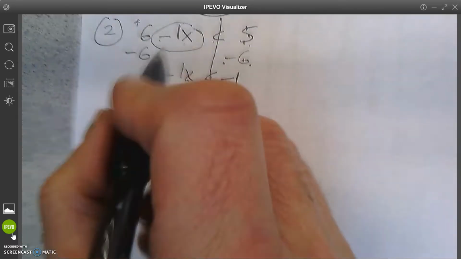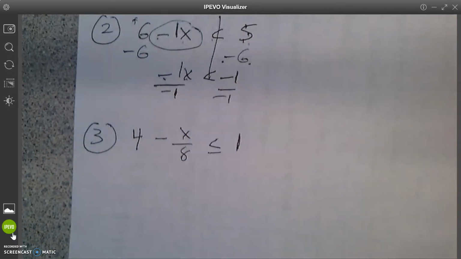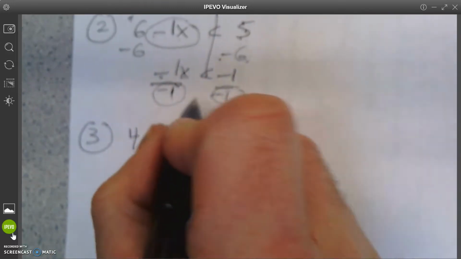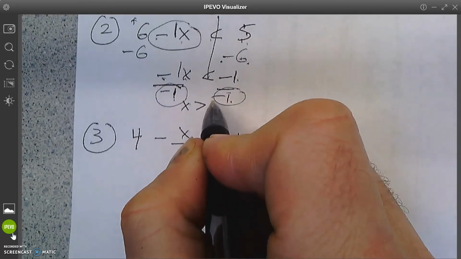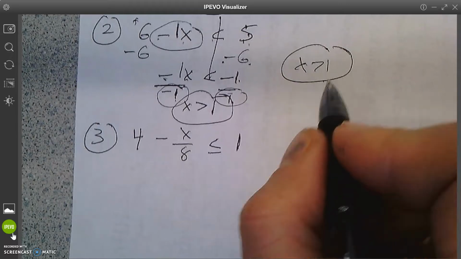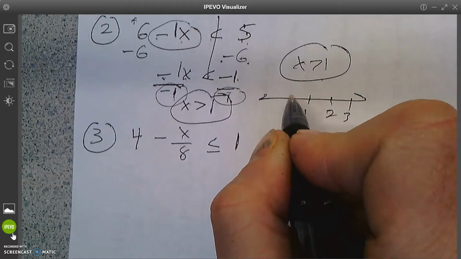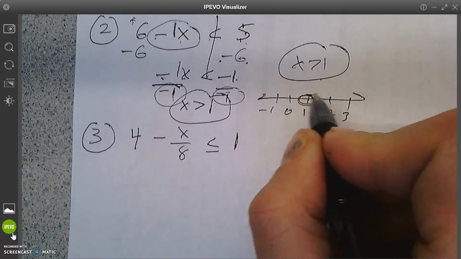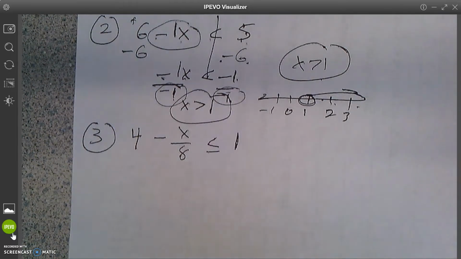Okay. Opposite of multiplication is division. Oh, I divided by a negative here. So when I divide by a negative, the inequality flips. Negative divided by a negative is positive. So x is greater than 1. That's the solution. Graph it. 1. Put some numbers above it. Put some numbers below it. It's greater than 1, so 1 is not a solution. Then anything over it, like 1.5, like 2, like 3, all those, etc.